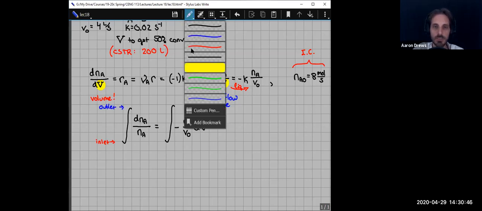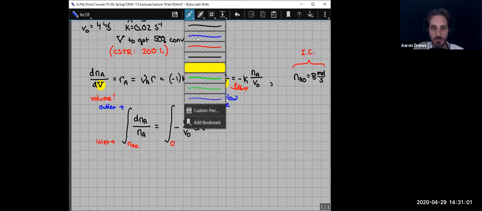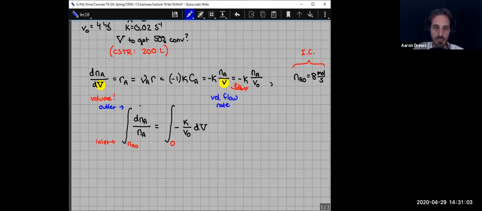So the inlet conditions are the things that we already know. And so for example, for N sub A, the inlet conditions are N_A0. For the volume, the inlet condition is that it's zero, right? Volume started off at zero, and so that's where the lower bound is there. The outlet condition is the part where we're a little bit sloppy.